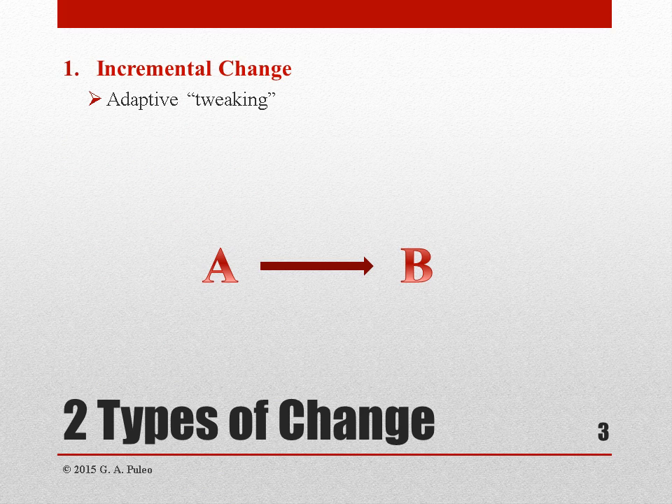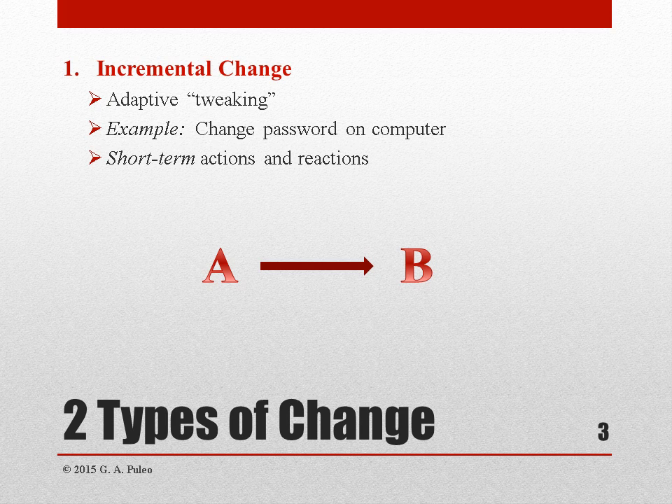It's basically adaptive tweaking. So for example, you're asked on a quarterly basis to change the password on your work computer. It's a way to avoid potential hacking in the future, but it's a little change. It might create a little bit of discomfort when you try to remember the new password, but basically you can handle it pretty easily. Incremental or adaptive change relies on short-term actions and reactions. In other words, you're basically moving from point A to point B. So the changes that you're being asked to make are relatively easy. The chaos, therefore, is minimal, if possibly even non-existent.